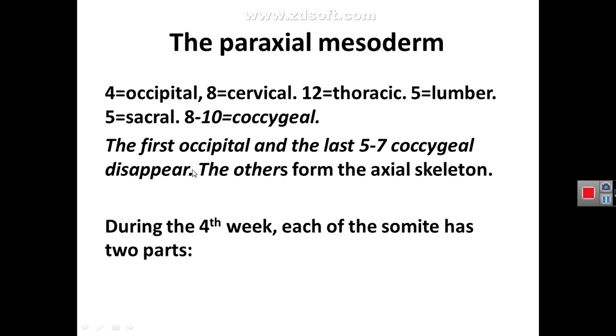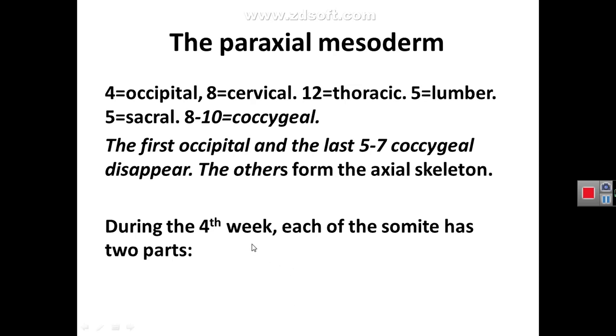After formation of the total number of somites, which is either 42 or 44, the first pair of occipital somites and the last 5 to 7 coccygeal somites will disappear, while the remaining pairs will form the vertebral column, which is the axial skeleton of the body.